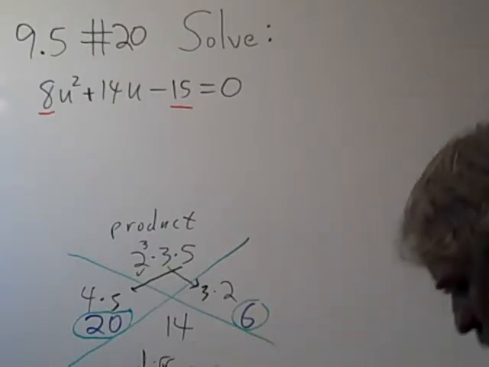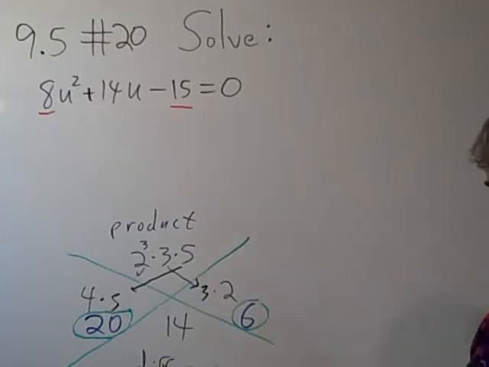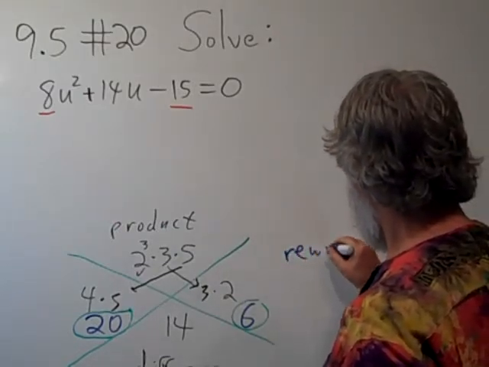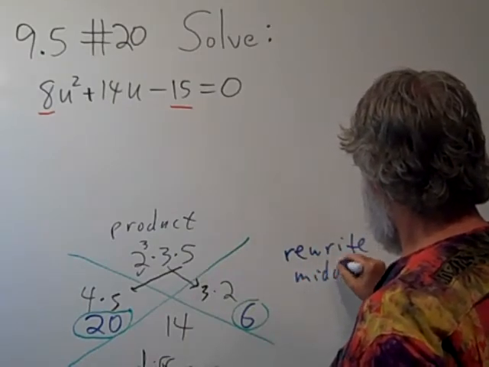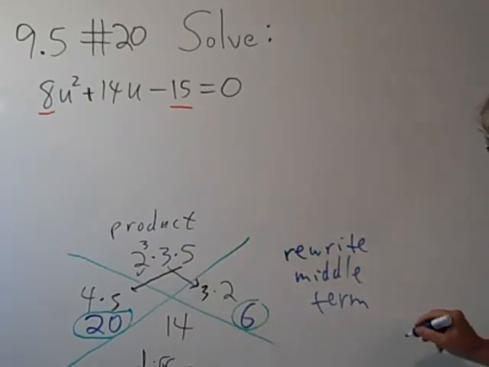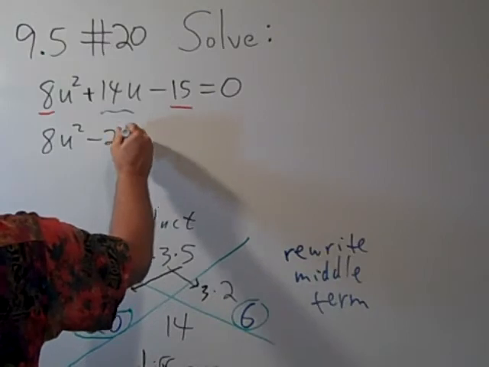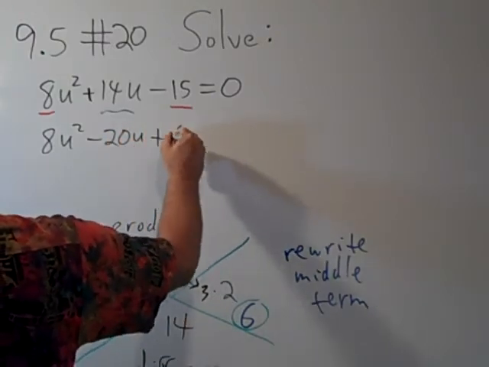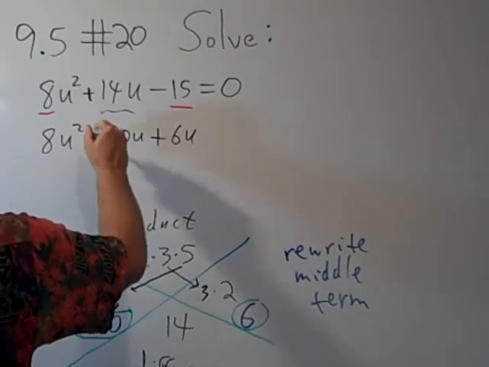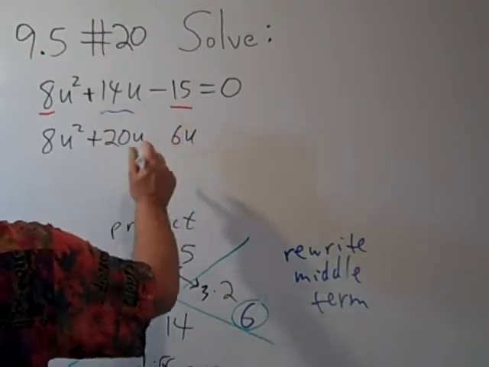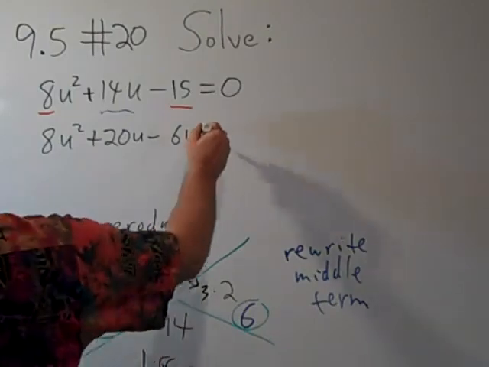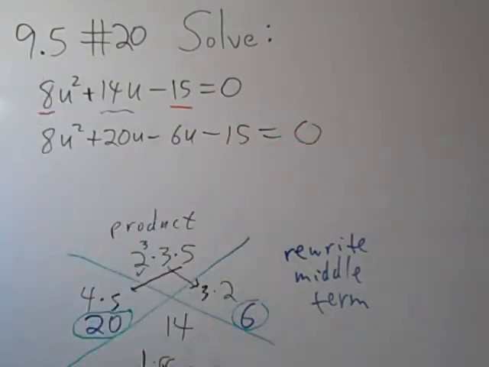And now we must rewrite the middle term using those two numbers. The middle term is, of course, this one. So, rewriting that with 20 u's and 6 u's, we can write this as 8u squared minus 20u plus 6u. That adds up to, well, if I go plus and minus like this, it'll add up to positive 14u. And now we can use factor by grouping to finish this off.